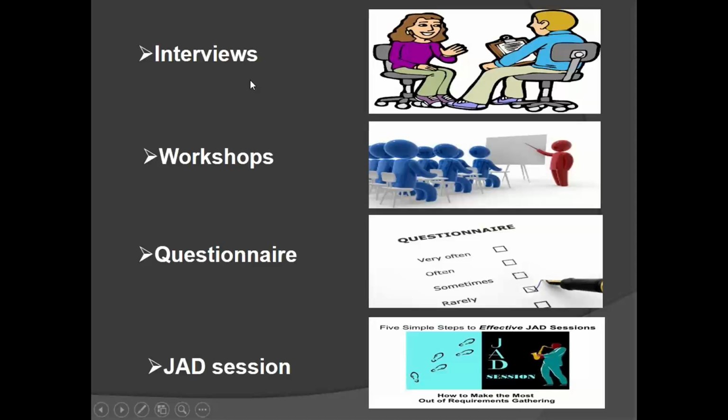Then the next one is interviews. Another requirement gathering technique is interviews. The objective of interviews is to know what exactly the stakeholder, what exactly the user wants from this project. For that purpose, we are going to conduct interviews, and there will be different types of interviews like professional and unprofessional interviews, then group interviews and one-to-one interviews.